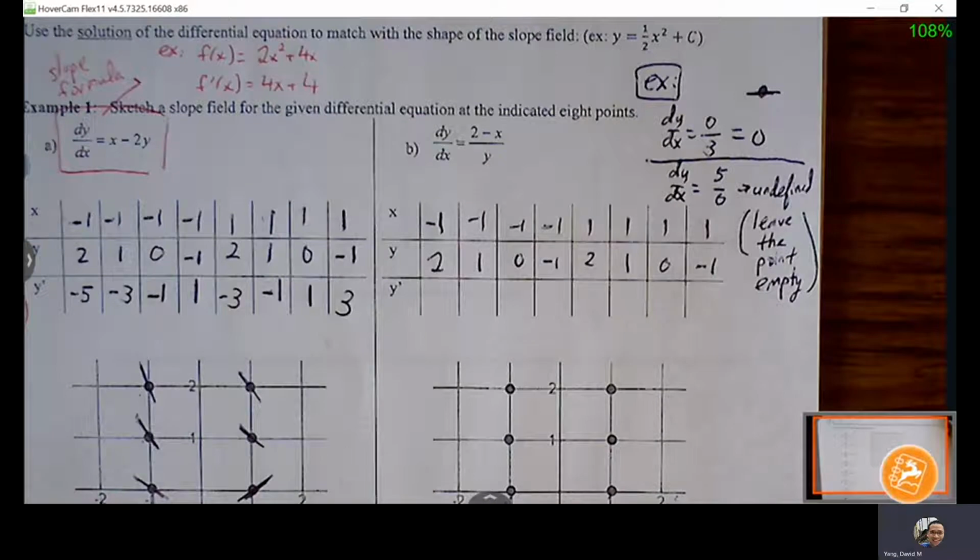Okay, so I'll see if you guys can fill out the rest of the chart and then populate your slope field with those specific slopes. Yeah, just draw those short line segments.